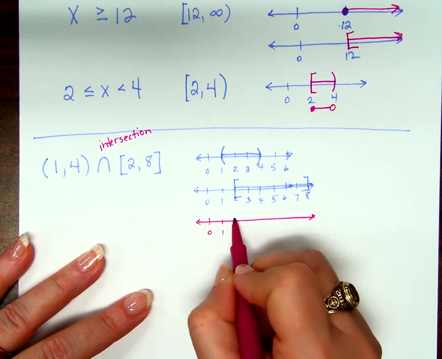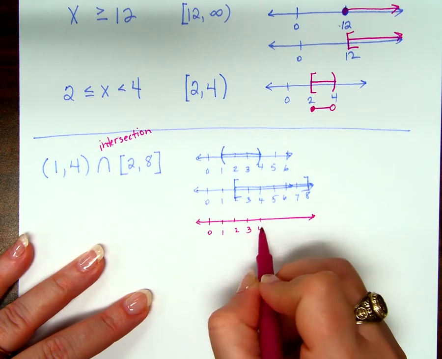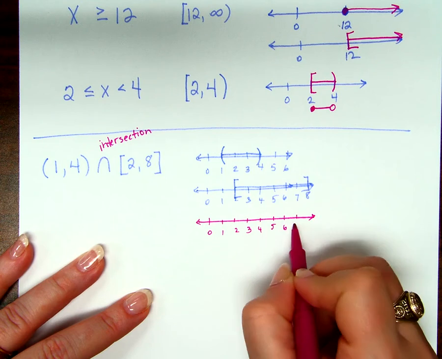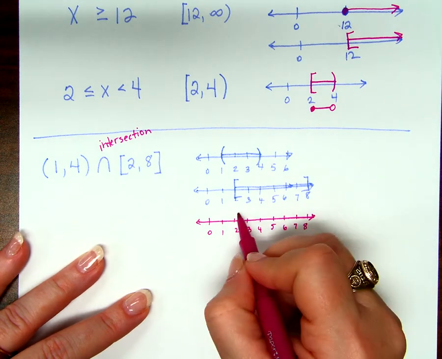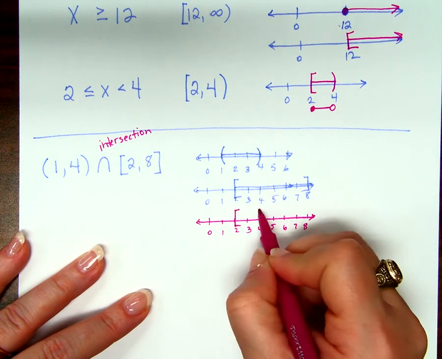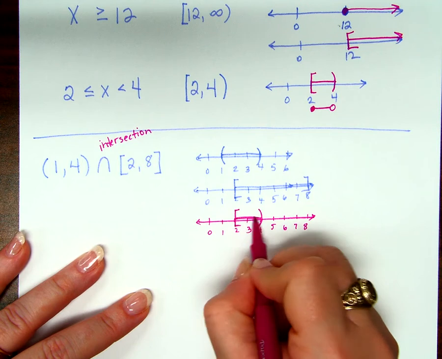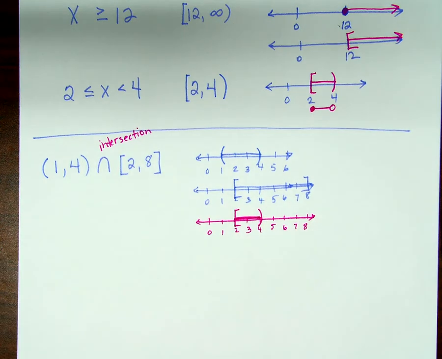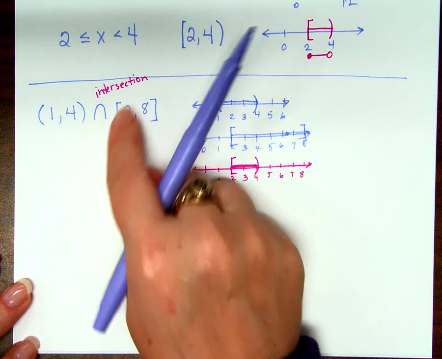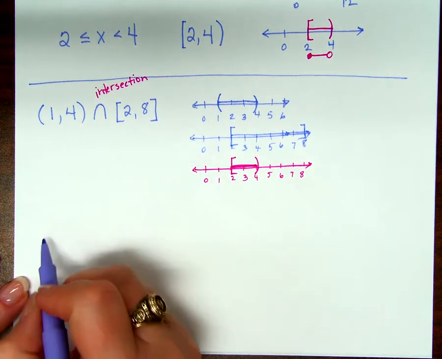So the graph of the intersection would actually look like this. 0, 1, 2, 3, 4, 5, 6, 7, 8. It will be from 2 to 4, right there, because that's what they both have in common. It's what they share in common. Does that make sense? Okay. So this is intersection, the upside down U.